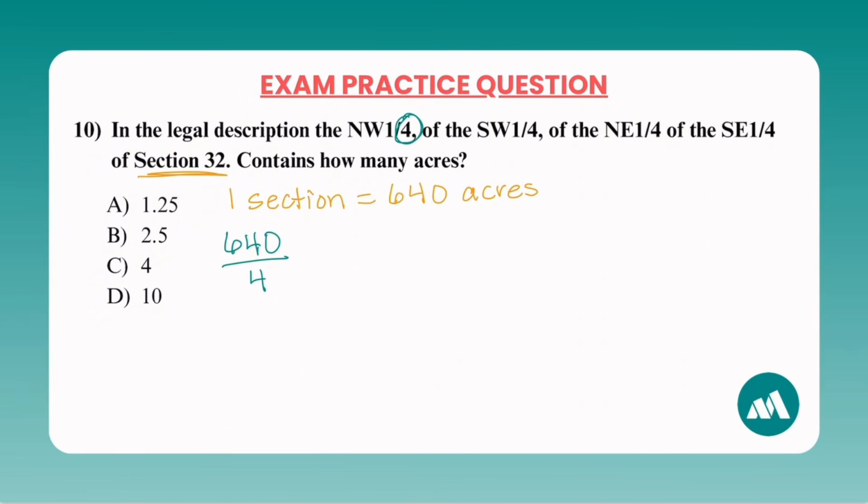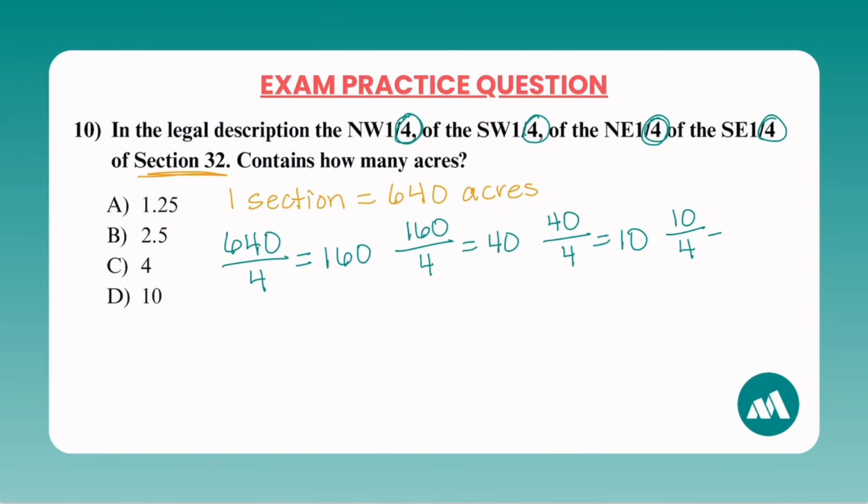So 640 divided by 4 is 160. Then 160 divided by this 4 is going to give us 40. Then 40 divided by this 4 is going to give us 10. Then 10 divided by this 4 is going to give us 2.5. So we have a total of 2.5 acres. So the answer here is B.